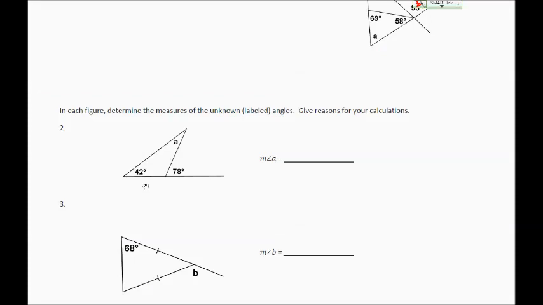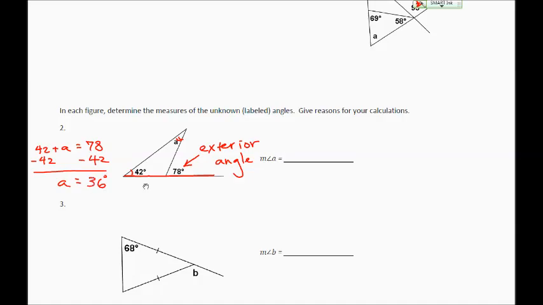We only have time for one problem, and I've chosen problem number 2. 78 degrees is an exterior angle because it is formed by extending one side, and it's on the outside of the triangle. Now, you've previously learned that this angle, the exterior angle, is equal to these added together. And so 42 plus A is equal to 78 degrees. And then I use some simple algebra, and A is equal to 36 degrees.